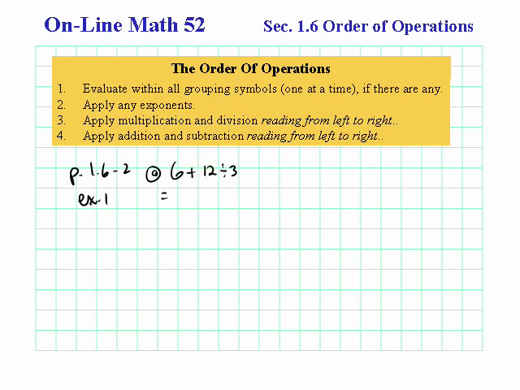When we use the order of operations, we should apply it one step at a time, and that's what I'm going to do each time here. I'm going to show every step so we can see how things change from step to step. We've got 12 divided by 3, that's 4. 6 plus 4 is 10. Done. We've evaluated.